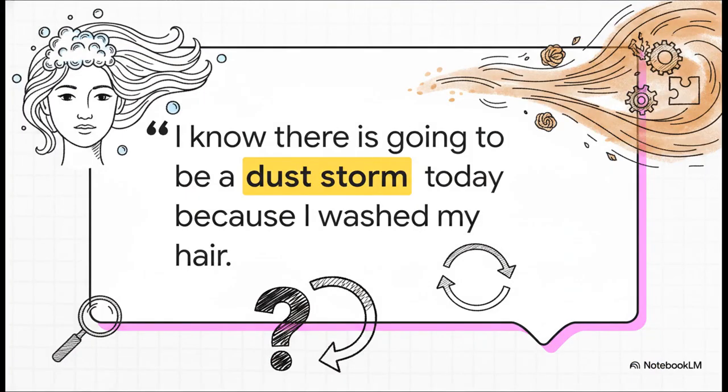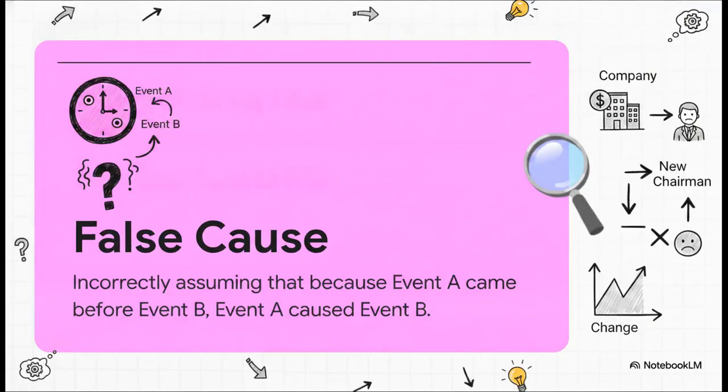Consider this argument. I know there is going to be a dust storm today because I washed my hair. I'll just let the absolute absurdity of that statement sit for a second. But here's the crazy part. People use this exact structure of broken logic every single day. This right here is called a false cause. It's incorrectly assuming that just because event A happened before event B, event A must have caused event B. People fall for this daily by ignoring all the other possible alternative causes in their environment. Like, just because a company's profits declined right after a new chairman was hired doesn't automatically mean the chairman caused it. Maybe the whole market changed.